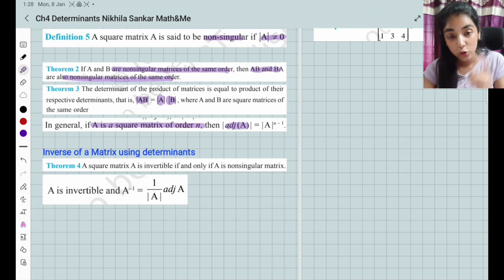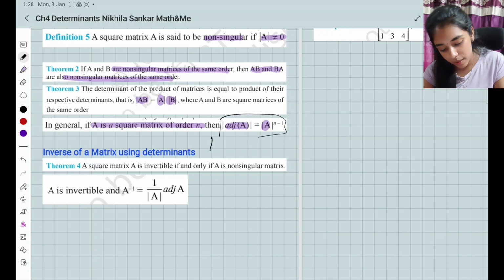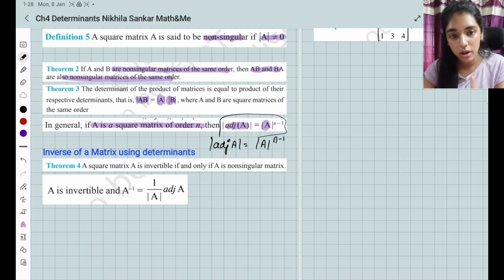Adjoint of A, அதோட determinant of adjoint of A is going to be determinant of A to the power n minus 1. இதெல்லாம் வந்து 1 mark questionல இந்த formulaவை யூஸ் பண்ணலாம். Okay, so please remember this formula. Determinant of adjoint of A is going to be determinant of A to the power n minus 1, where n is the order of the matrix. 3 by 3, 4 by 4, 2 by 2, இதுதான் order.